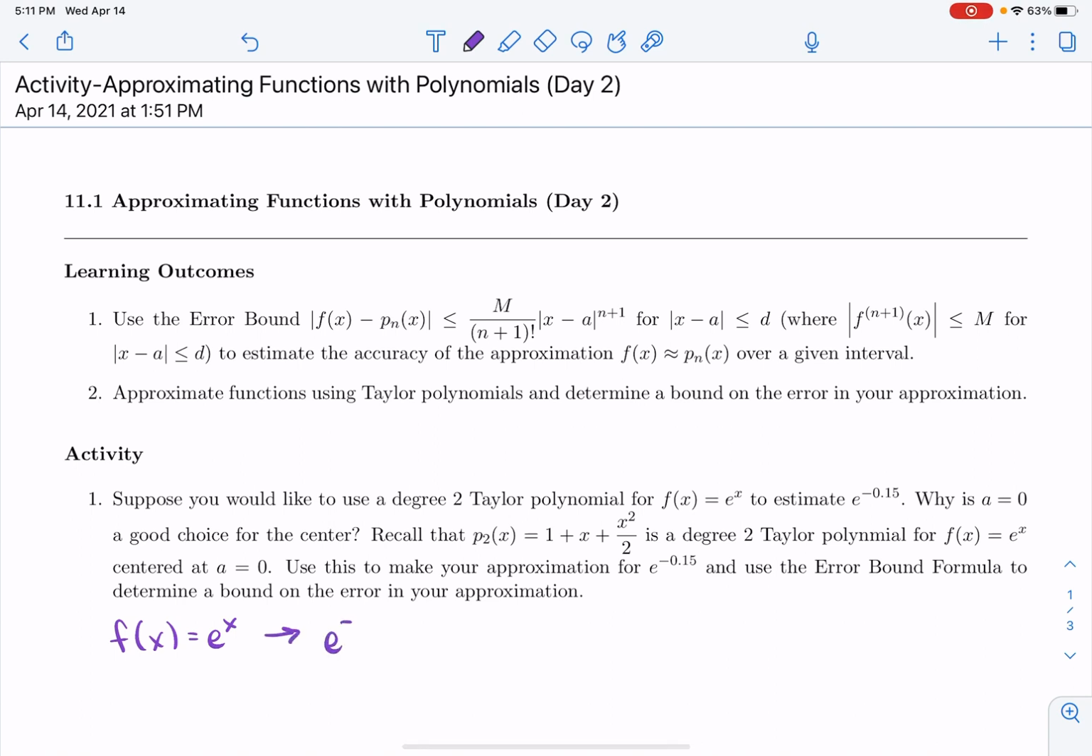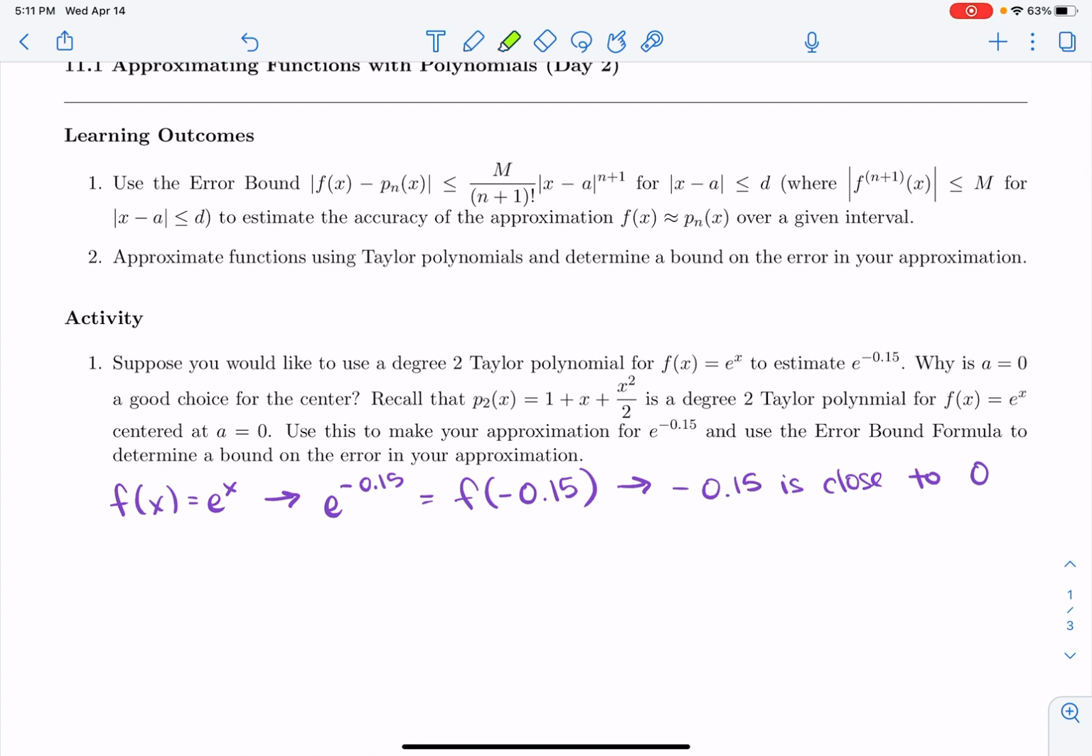That means that e to the minus 0.15, oh, I didn't write that right. The e to the minus 0.15 is equal to f of minus 0.15. So why is a equals 0 a good choice for the center? Basically because minus 0.15 is close to a. Is close to 0. Right? That's basically what that first question is answering. So I'll highlight that as my first answer.